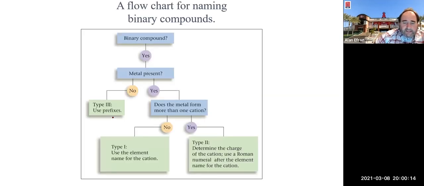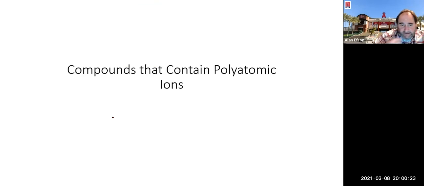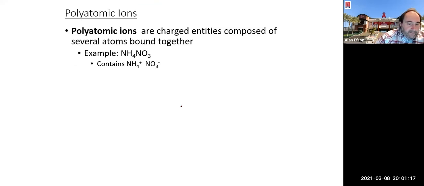Here's a decision tree based on the stuff we talked about, which way to go and what to use. All right, so the last thing we're going to talk about in terms of naming is polyatomic ions. An example of that is NH4NO3.